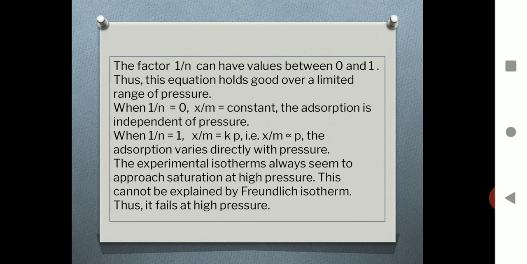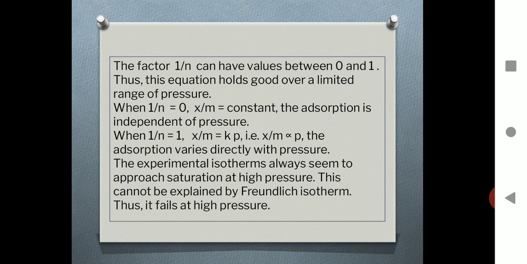Now the factor 1 by n can have values between 0 and 1. So if 1 by n is equal to 0, then p raised to the power 0 is 1, so x by m becomes equal to k, which is constant. That means that adsorption is independent of pressure. And when 1 by n is equal to 1, then x by m is equal to k into p raised to the power 1, which means x by m is directly proportional to pressure, that is adsorption varies directly with pressure.